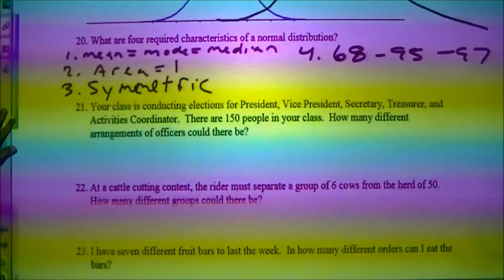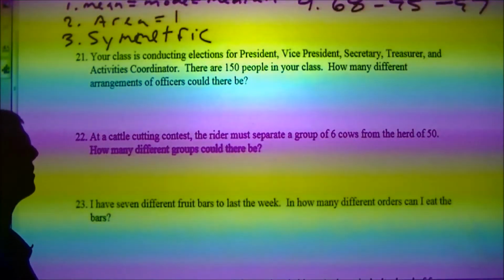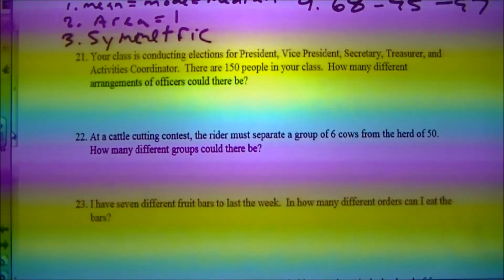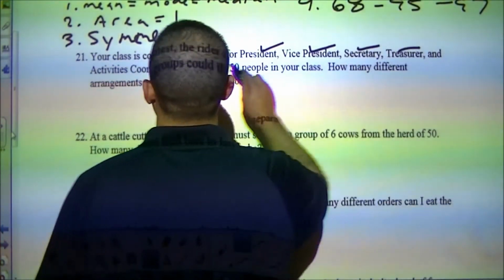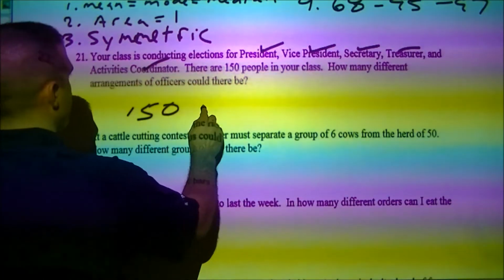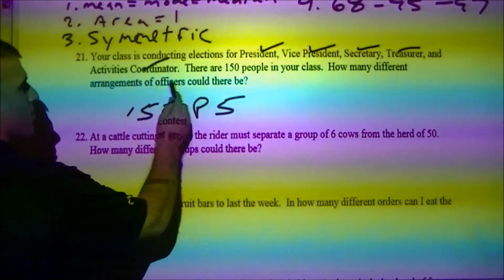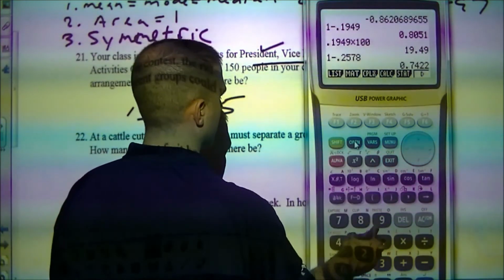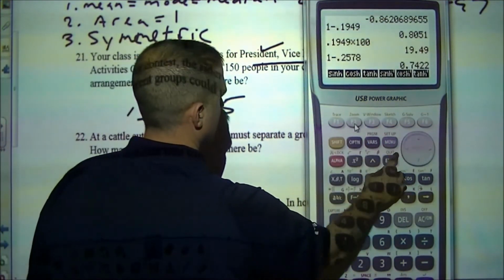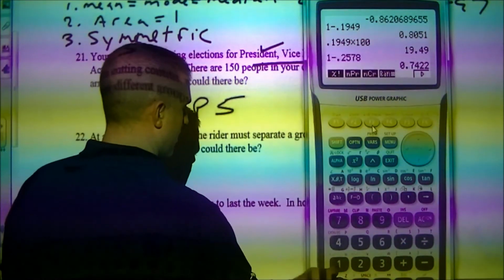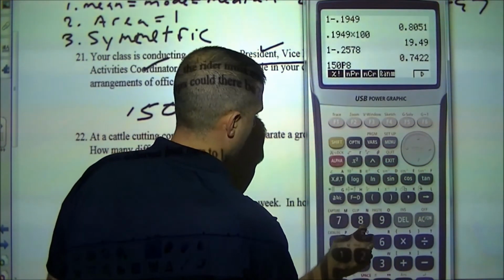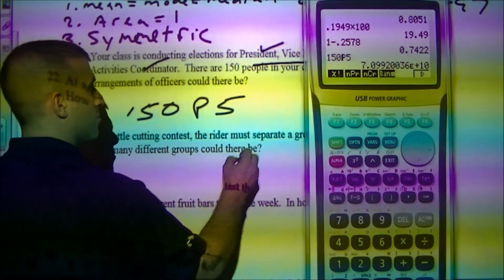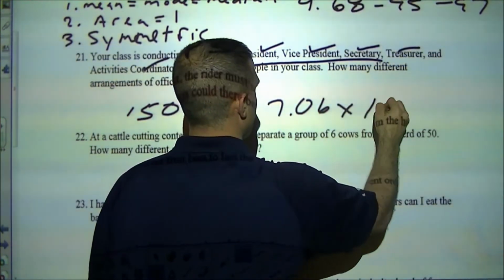This is the combinations and permutations section. Your class is conducting an election for president, vice president, and treasurer. There are 150 people in your class. How many arrangements? So there's 1, 2, 3, 4, 5. So it's 150 P5, because order matters. I go to probability, 150 P5, and I get a big number, 7.09 times 10 to the 10th.